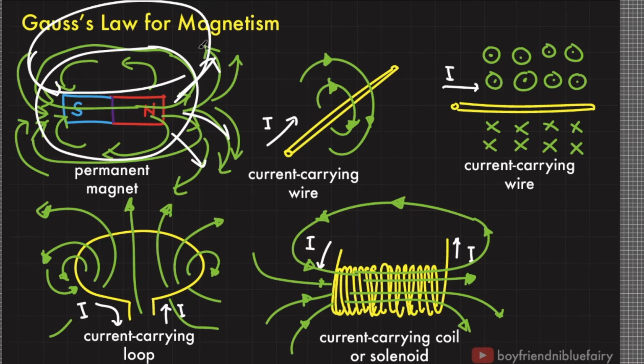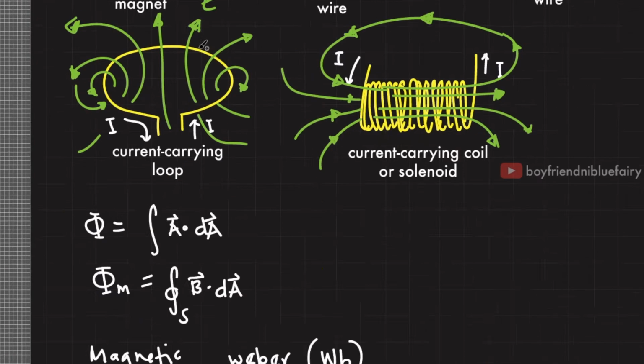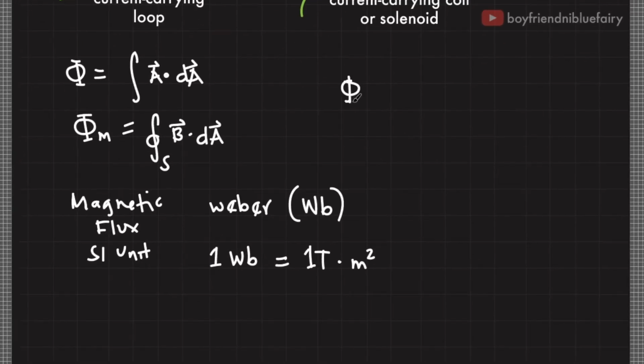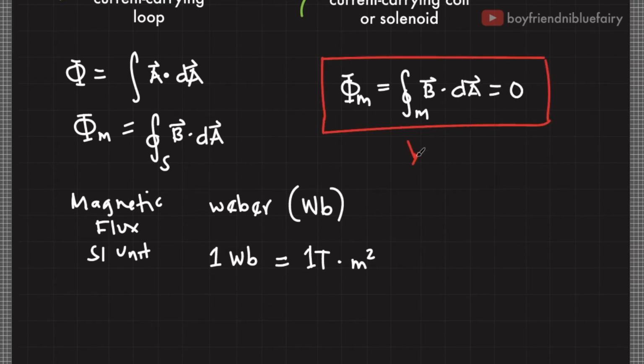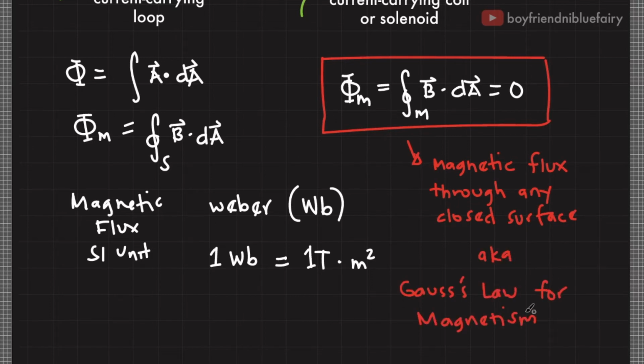And this is true for all sources of magnetic fields. Therefore, the magnetic flux through any closed surface is always equal to zero. This expression is also known as Gauss' law for magnetic field.